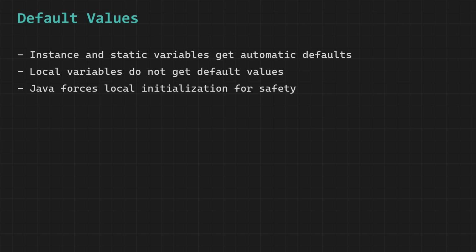Java designers made this a strict rule deliberately. Local variables are short-lived and developer-controlled, so the compiler expects you to be explicit about their values. This strict policy prevents a whole class of bugs where uninitialized variables cause unpredictable behavior, something that is a notorious problem in C and C++.